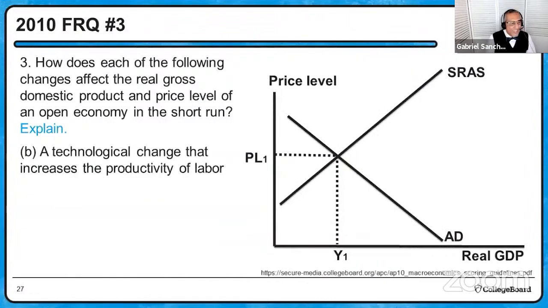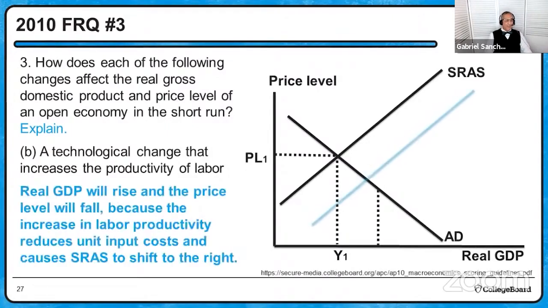Here we go, B. A technological change that increases the productivity of labor. All right, so again, is this a demand shift? Is this a supply shift? Yes, I have the curve there just to help you if you'd like. Which one is this? What is going to get shifted? Aggregate supply, aggregate demand, a change in productivity. All right, do you have an idea? Here we go. Let's go ahead and take a guess. Let's put the answer up.